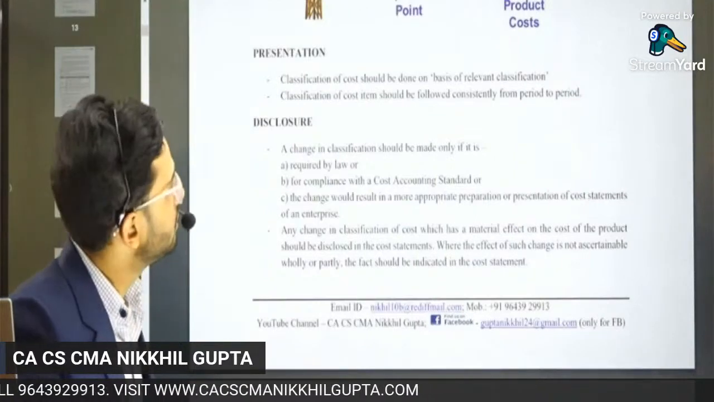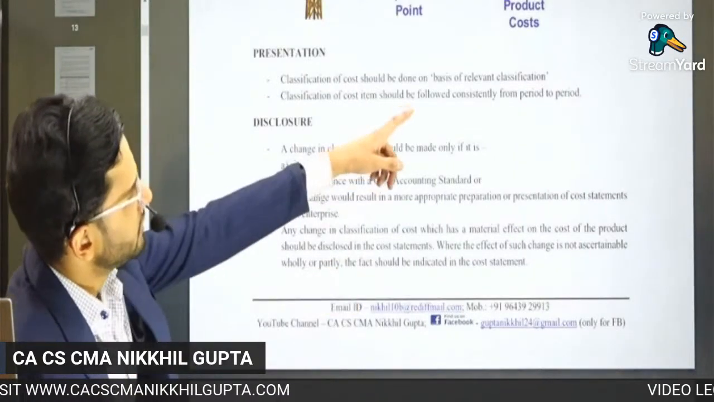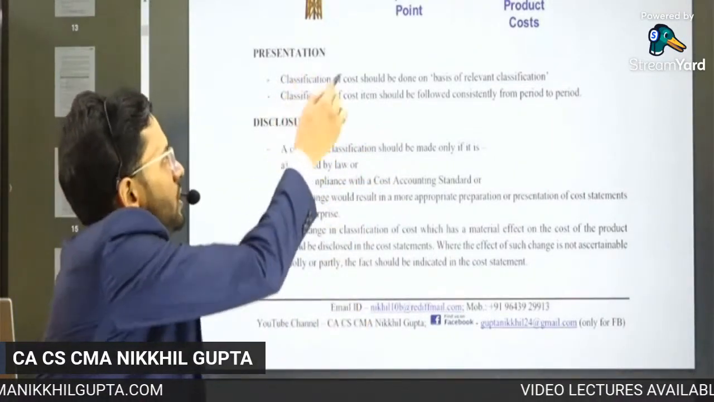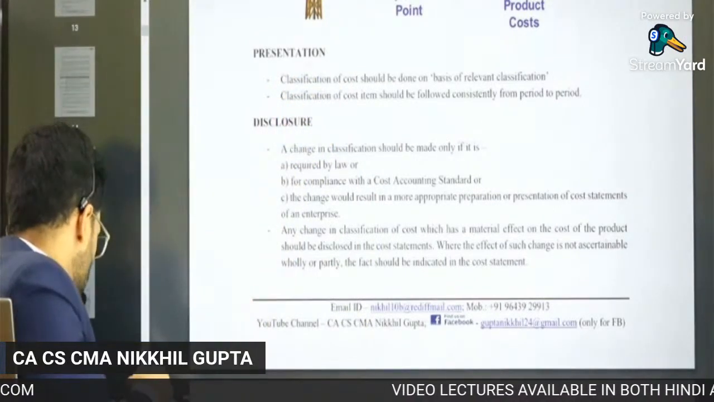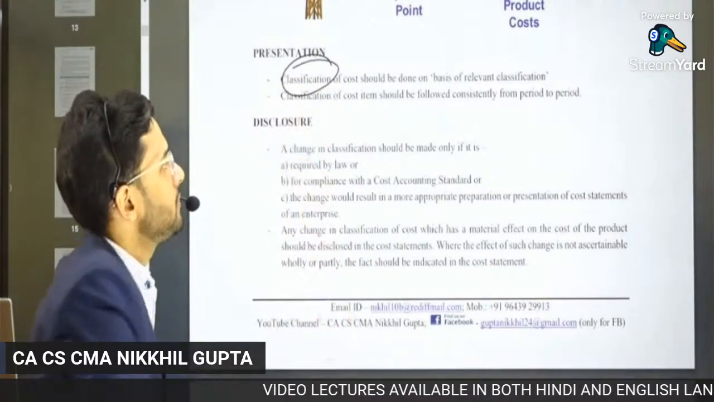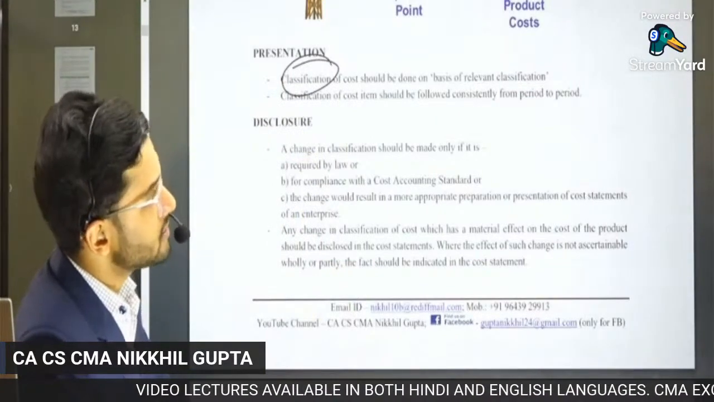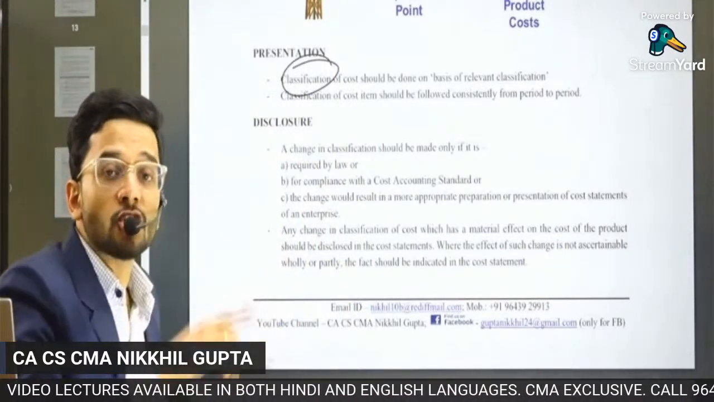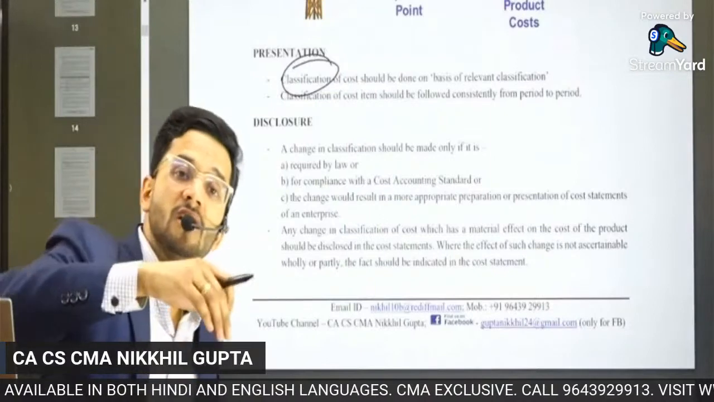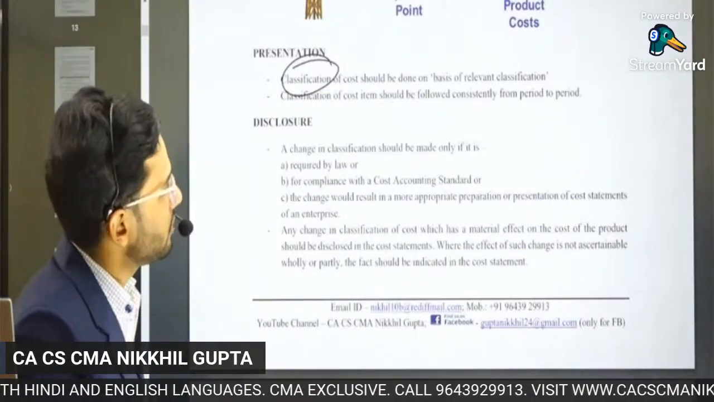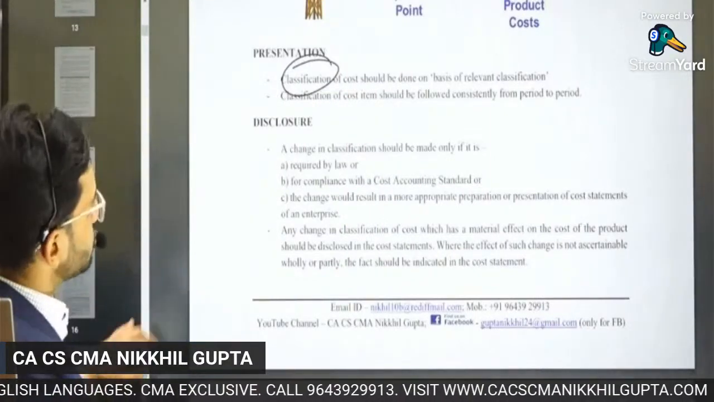So yes, presentation classification should be done on the basis of relevant classification. What is the classification you need to present, and you need to disclose it to the users of the cost statement. Classification of cost items should be followed consistently from period to period. It should not change every period. It should be changed only once in a while. So country to country, it should be constant. Period to period, it should be constant.